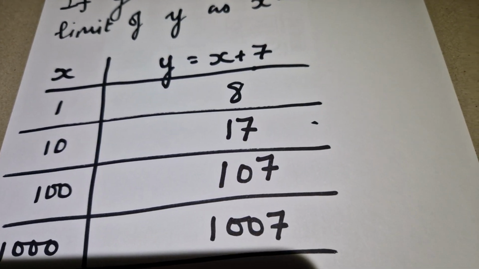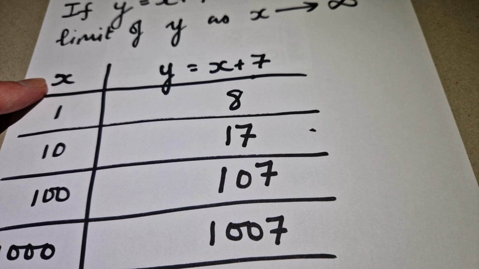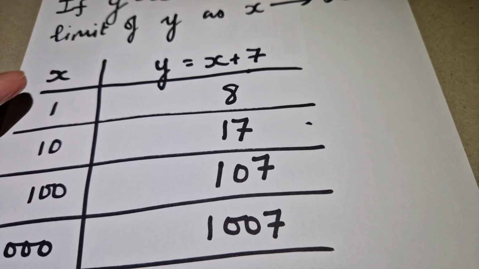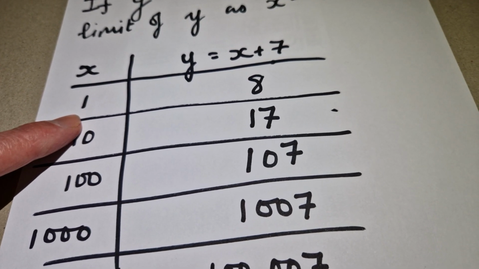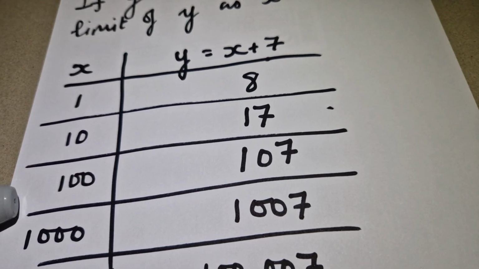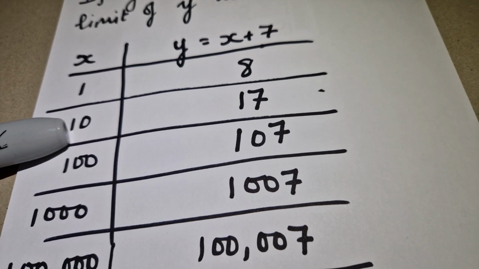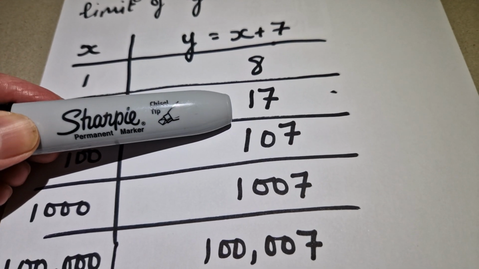So we can create a little table. That's a good way of visualizing what happens. X in the first column, y in the second column. So if x is equal to 1, then y is going to be 1 plus 7, which gives us the value of 8. If x is equal to 10, then 10 plus 7 is obviously 17.